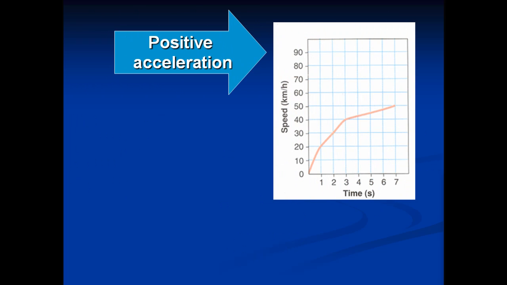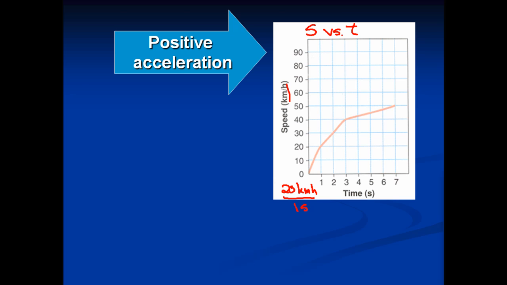So you can have a positive acceleration. You can see this is the speed versus time graph, so speed or velocity versus time. This means in the first second, your speed increases from 0, starting from rest, to a speed of 20 kilometers per hour in a time of 1 second. So your acceleration for that first part will be 20 kilometers per hour over 1 second, or 20 kilometers per hour per second.